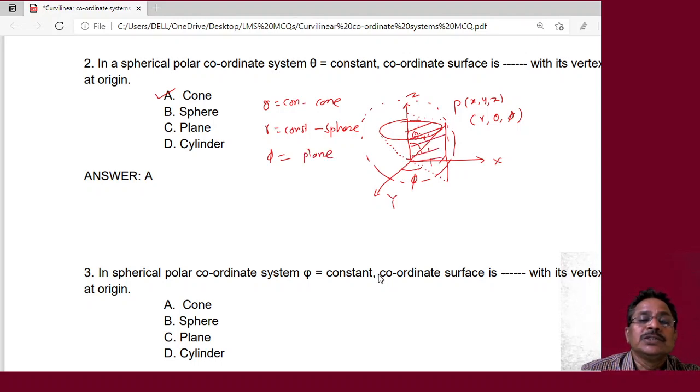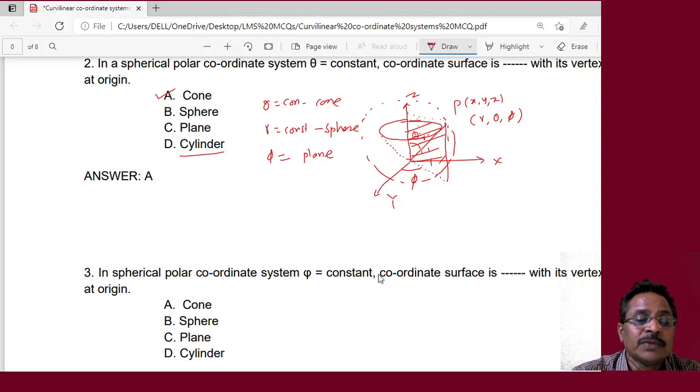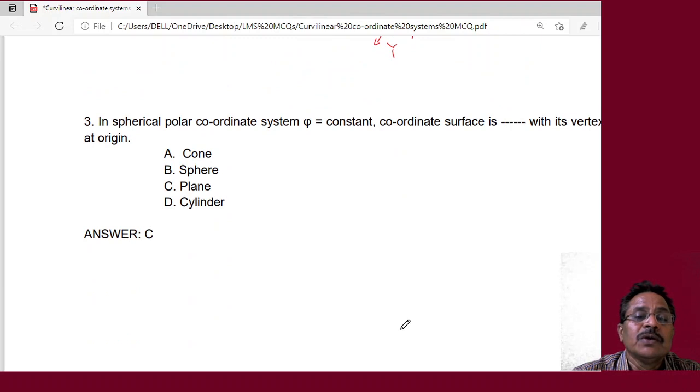So amongst these options given, if we want a cone as a coordinate surface, in that case theta must be constant. If I want a sphere as a coordinate surface, then r is going to be constant. If I want a plane as a coordinate surface, then phi is equal to constant. There is no question about the cylinder here, because that comes in the cylindrical coordinate system. So out of the given cone, sphere and plane, we can have these three different types of coordinate surfaces as shown.